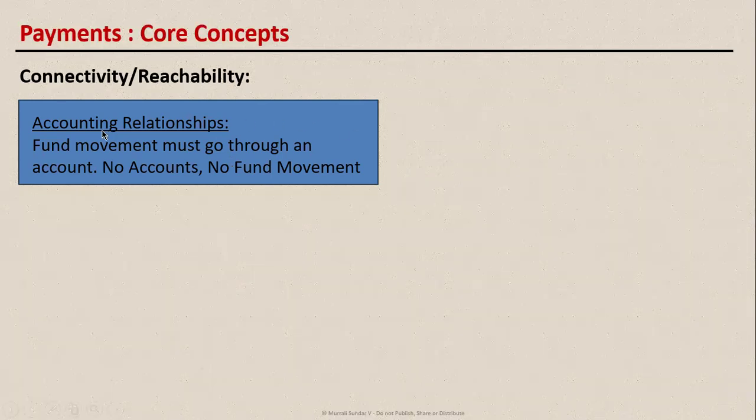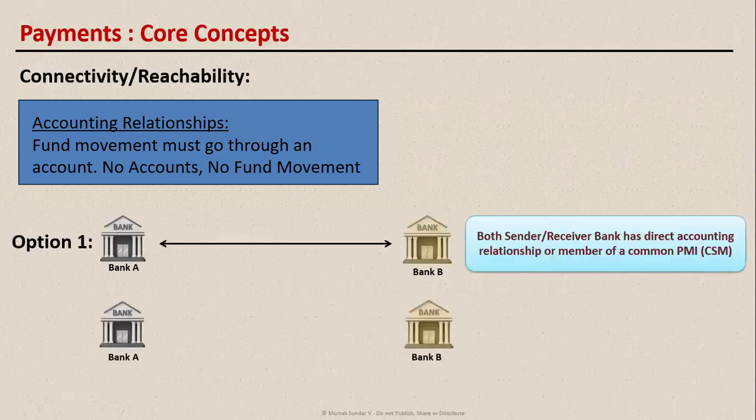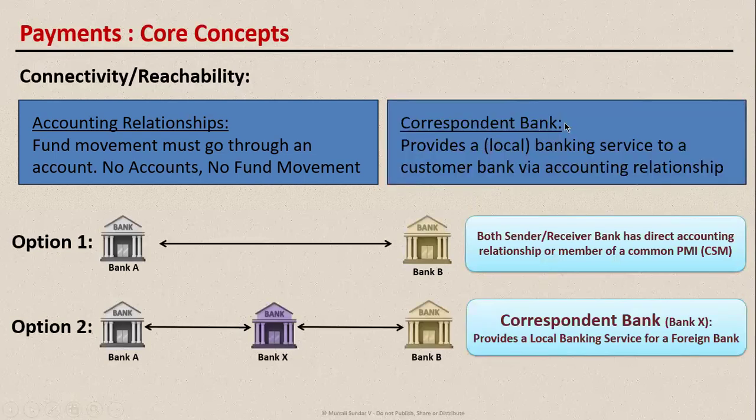So that's why there is a concept called accounting relationship. We saw Nostro, Vostro, Loro. Even though it is cross-border, that concept will still apply in local banks also. Nostro means my account in yours, that's it. So it can be in cross-border or it can be local also. If, for example, bank A is unable to reach bank B directly, then they have to use another party, which is a correspondent bank. That correspondent bank will provide a local banking service to that customer.